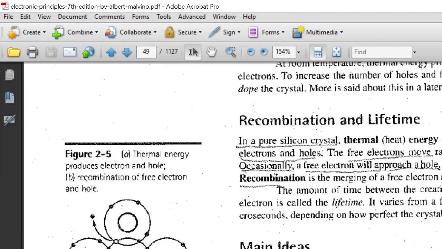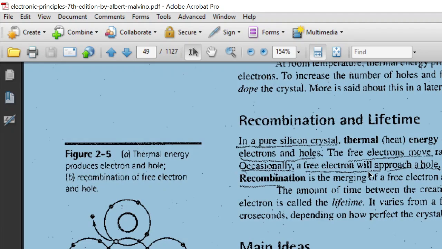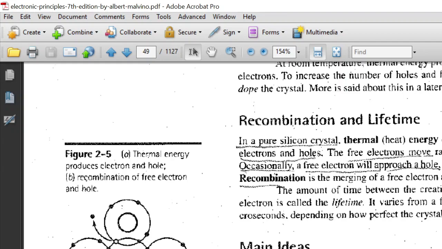Now the free electrons can move randomly through the crystal. They are moving randomly through the crystal, and occasionally a free electron will approach a hole, feel its attraction and fall into it. So here a recombination can also happen. Suppose there are 100 free electrons and 100 holes, but during the movement of the free electrons across the crystal, suppose 10 free electrons recombine with 10 holes. So now there are 90 free electrons and 90 holes remaining.